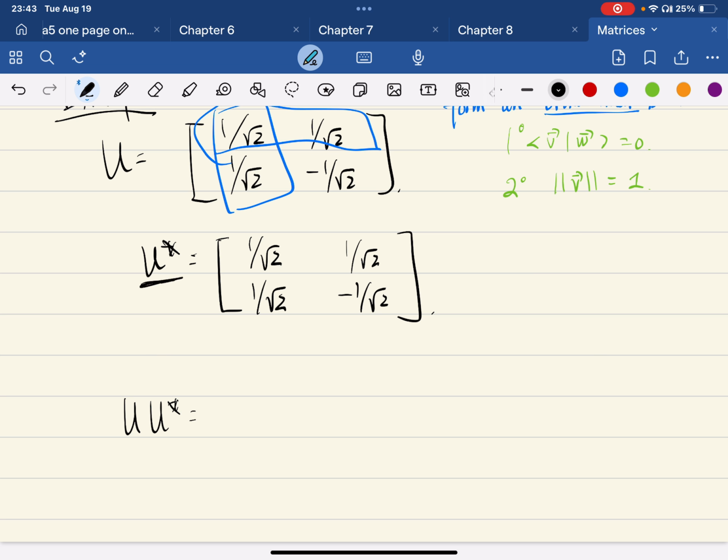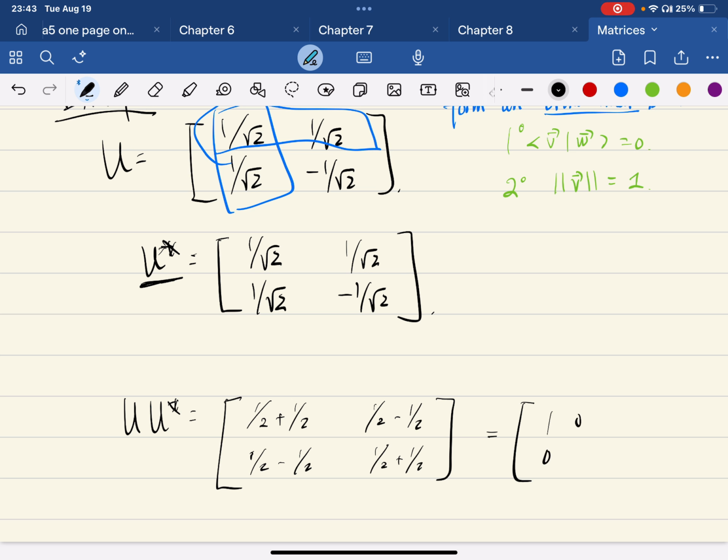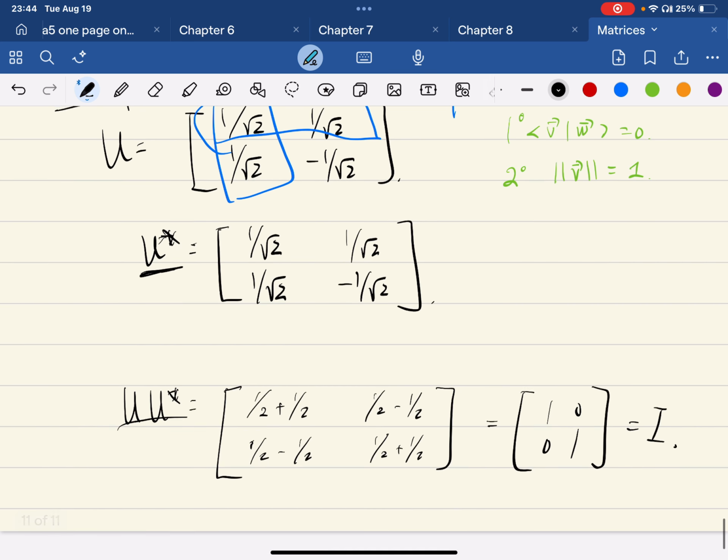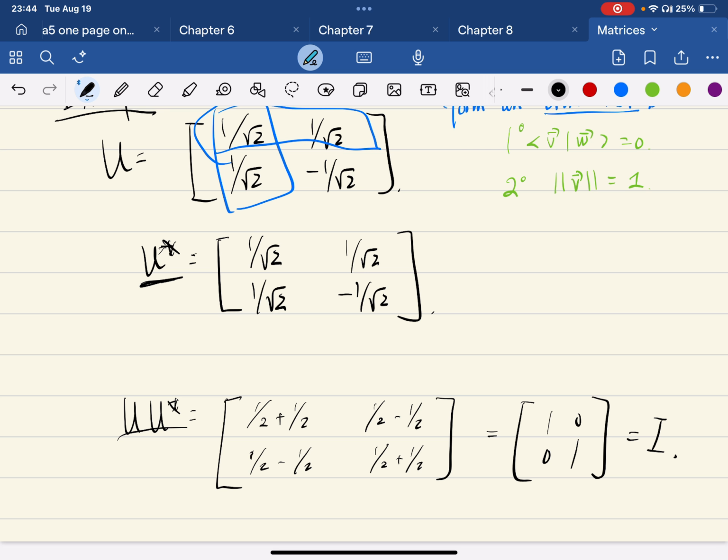As U equals its own conjugate transpose, we have... so they're equal to I. This is an example of the unitary operator.